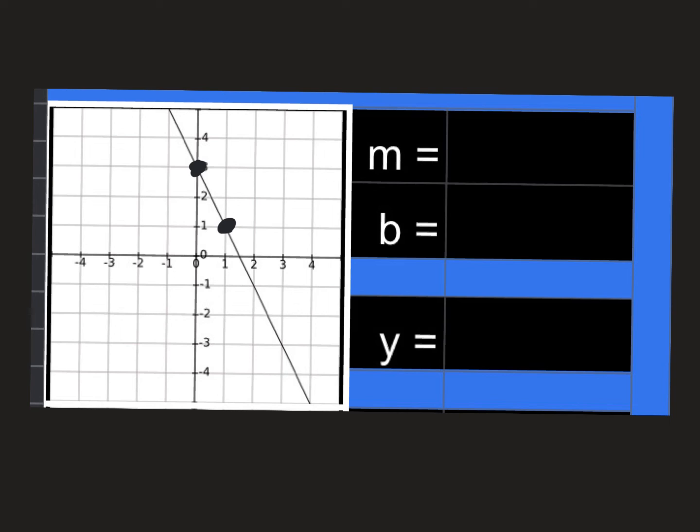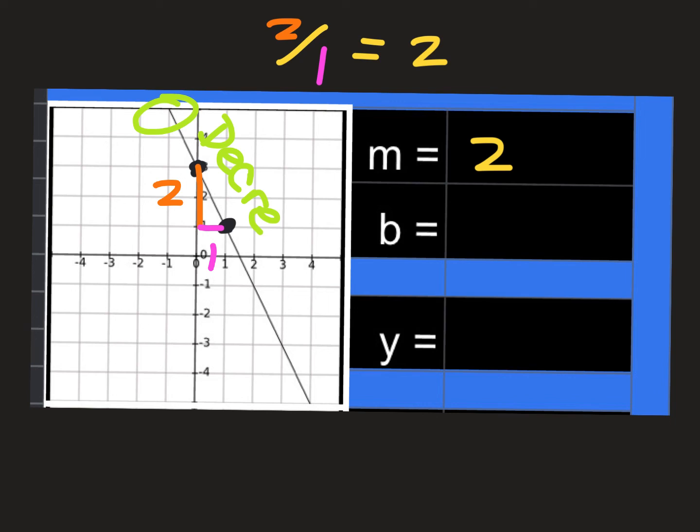And my rise is here, although I could have done it on this side too, just FYI. Okay, so my rise is 2. My run, my horizontal distance, is 1. So you can see this is 2 and that is 1. So 2 divided by 1 is going to give me 2, which I'm going to write for my slope. However, notice that if I read this going from left to right, this is now decreasing. Since it's decreasing, that means my slope is actually going to be -2.